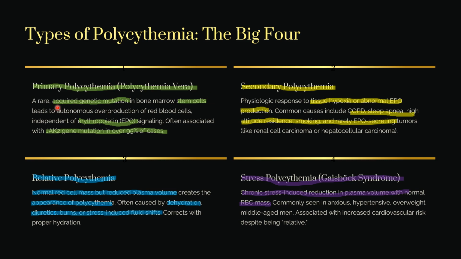Primary polycythemia: acquired genetic mutation. Secondary polycythemia: tissue hypoxia or abnormal EPO production. Relative polycythemia: less hydration. Stress polycythemia: reduction in the plasma volume due to mental stress.